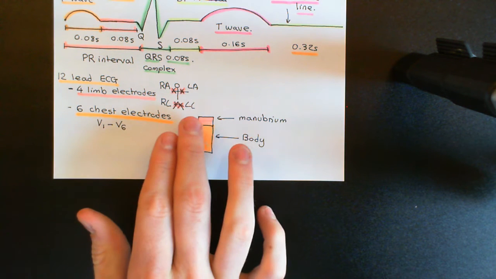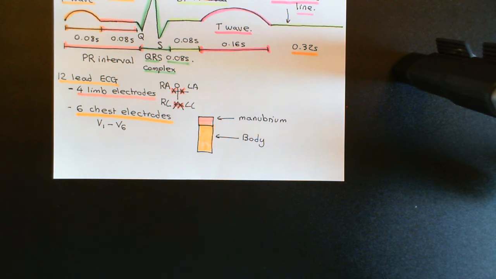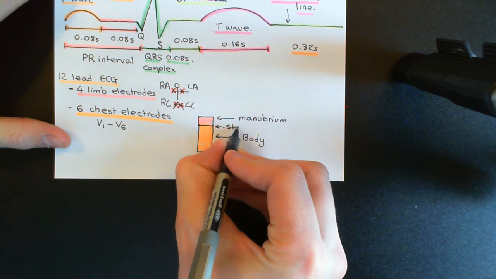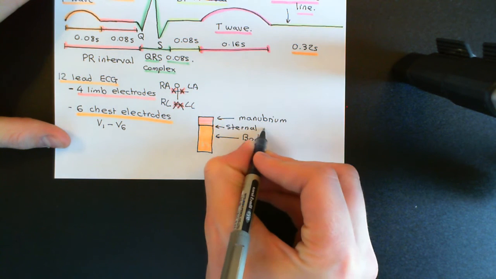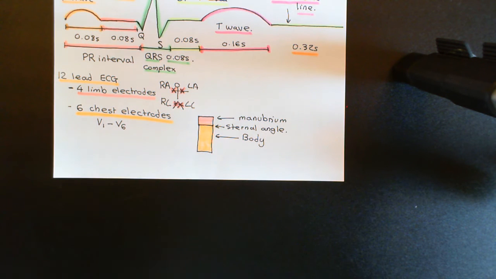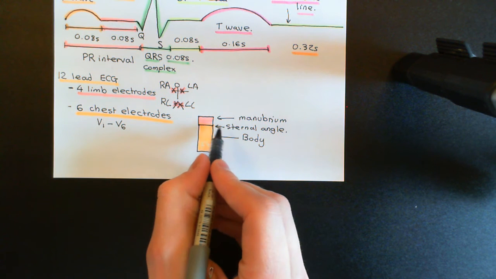There is a ridge between these two that extends anteriorly, and that's known as the sternal angle, and this is very easy to feel on yourself. So what I want you to now do is find your sternal angle, and we're going to do this to work out where the different ribs are joining the sternum.